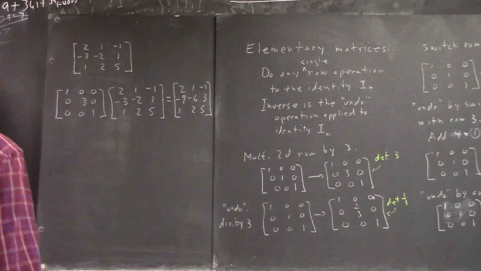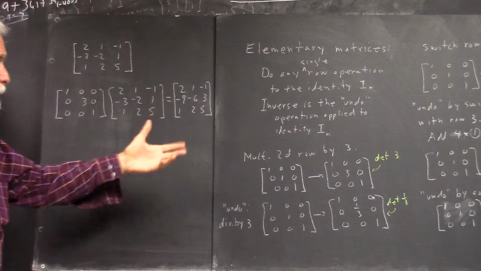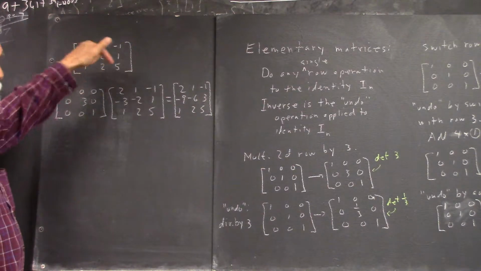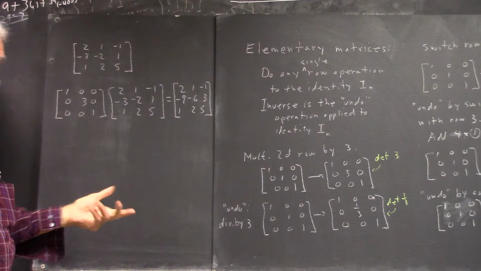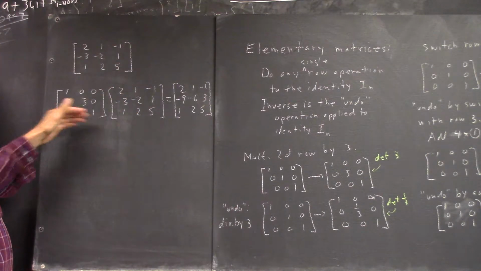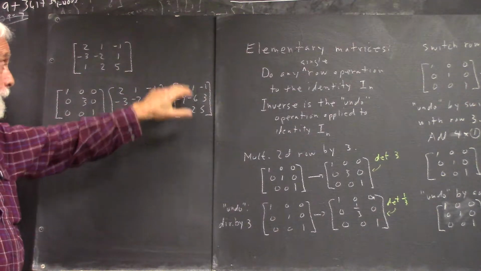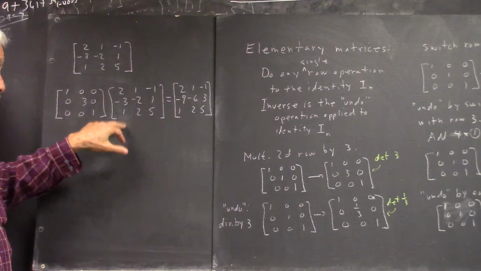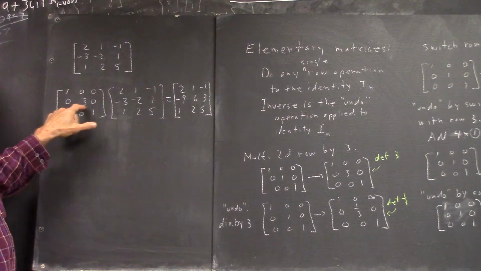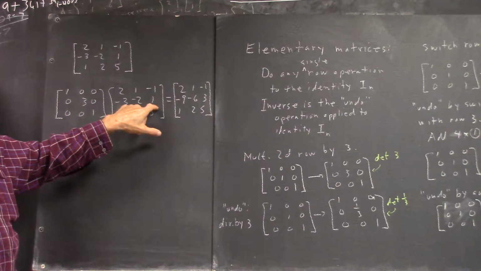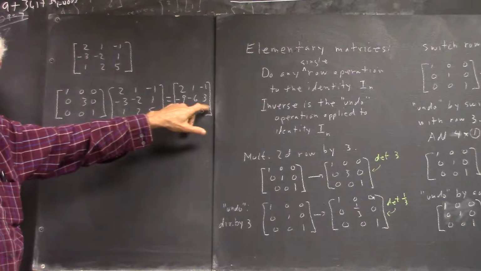Okay, now if we do this, the first row times any column is just going to pick out the first number in the row, or in the column, okay? The third row times any column will pick out the third number. So the first column and the third column are going to be identical. The second row times any column is going to multiply the number here by 3. And that's going to give you the second row.